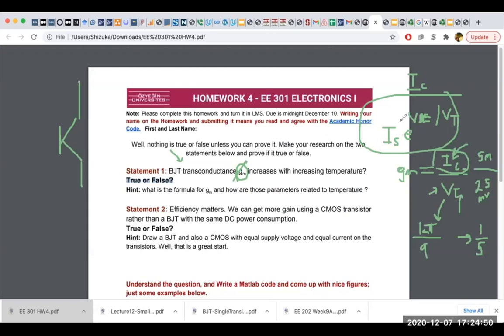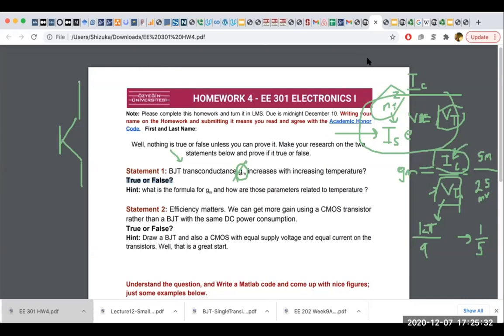So in IC, there's IS, and inside IS, there's Ni square, free electron density. So free electron density increases with increasing temperature. But also there is this VT right here, and it also changes with temperature. So the question you need to search is how this current is changing with temperature. Because you know already the denominator increases, but the numerator, does it increase or decrease? That's what you need to figure out.